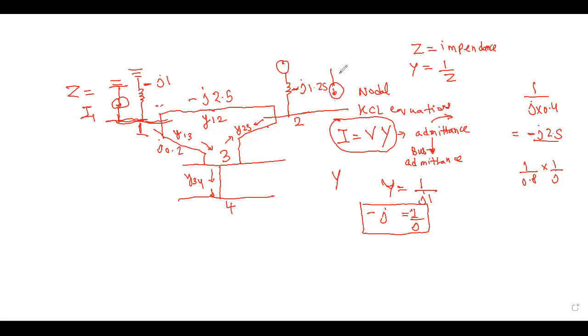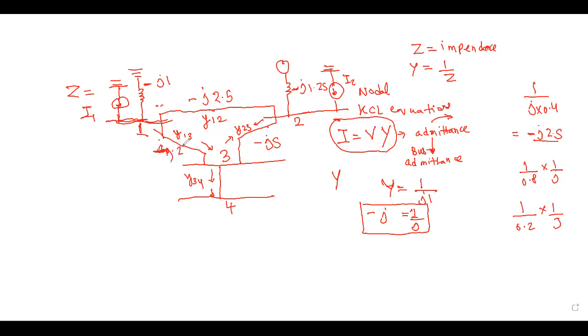Suppose there is one more current entering this node. This current is I2, right? Now for the other values, this value Y23 was earlier j0.2. So 1 divided by j0.2, that would be equal to 10 by 2, that is 5. So it would be equal to minus j5. Similarly here, it would also be minus j5. Very good.